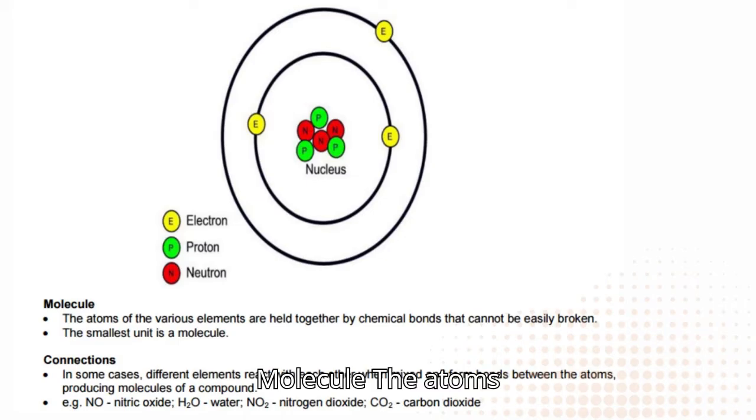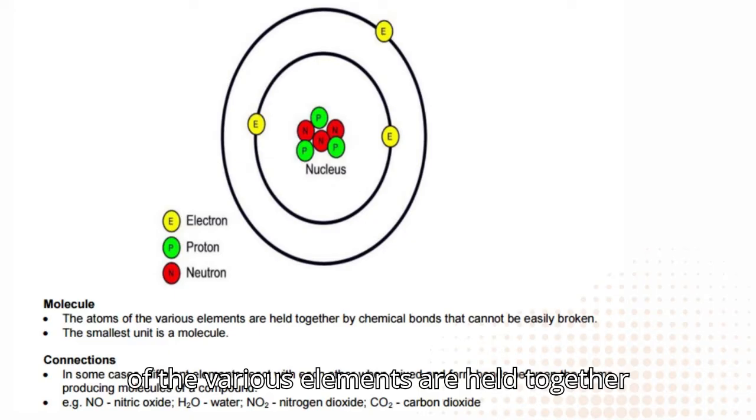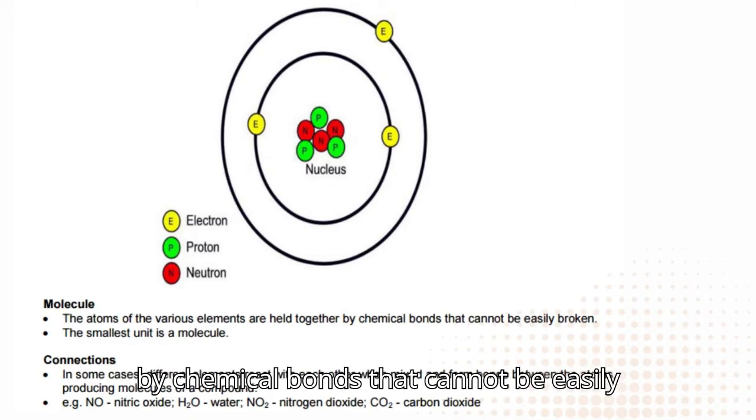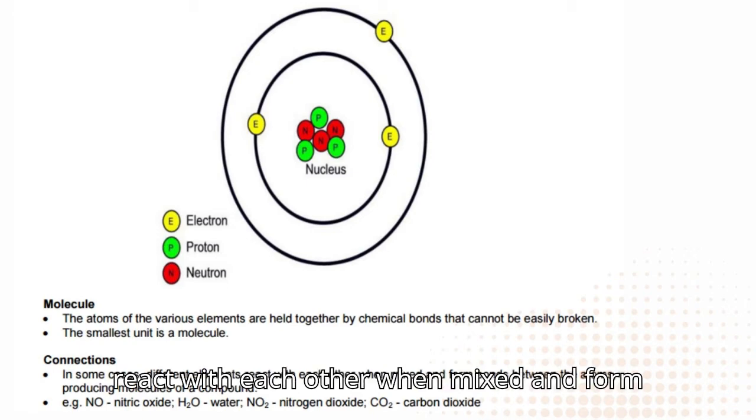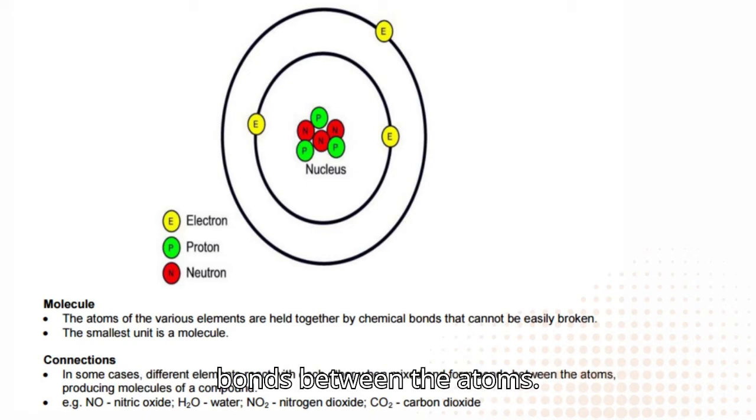Molecule. The atoms of the various elements are held together by chemical bonds that cannot be easily broken. The smallest unit is a molecule. Compounds. In some cases, different elements react with each other when mixed and form bonds between the atoms, producing molecules of a compound. E.g. NO, nitric oxide, H2O, water, NO2, nitrogen dioxide, CO2, carbon dioxide.